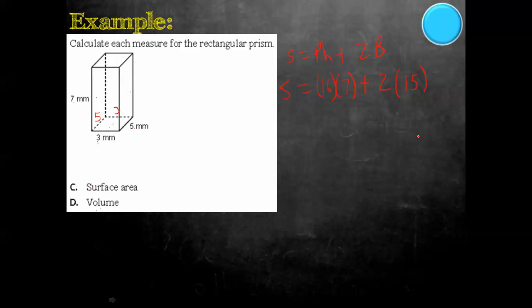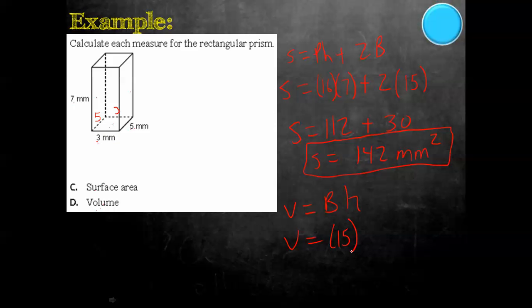So now we're just going to finish that out. We're going to say 16 times 7, which is 112. 2 times 15, which is 30. So our surface area is going to be 142 millimeters squared. Our volume is going to be the area of the base times the height of the prism. So the area of the base, we already talked about that earlier, right? We're going to take 3 times 5, which is 15, and then multiply it times the height, which is 7. So we have 15 times 7, which is 105.